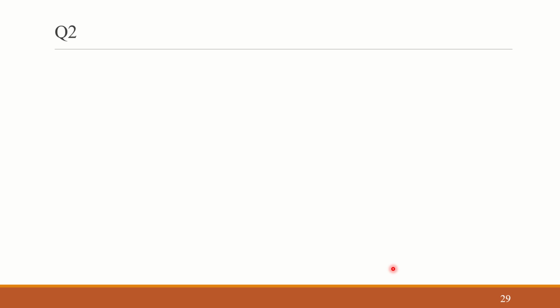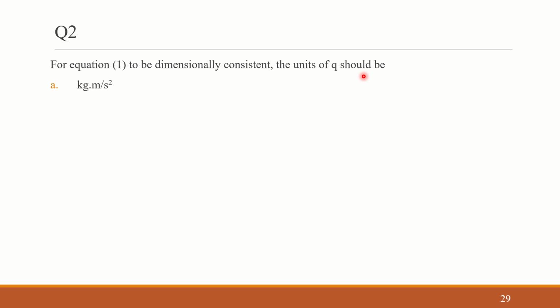Now coming to question 2: for equation 1 to be dimensionally consistent, units of Q should be dash. So we have written the equation Q is equal to K into d square T by dy square. What is the unit of Q for equation 1 to be dimensionally consistent? Option A, kg meter per second square. Option B, kg by meter second cube. Option C, kg meter per second square. Option D, kg meter square by second cube. The answer is option B, kg by meter second cube.